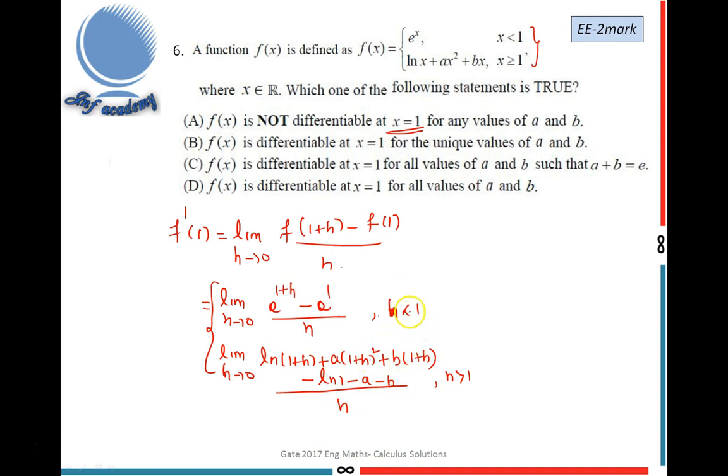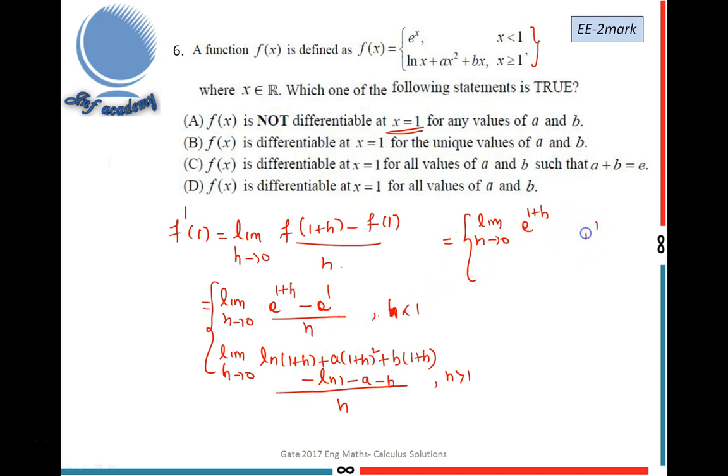In these two cases, I got 0 by 0 indeterminate form. So in that place, I apply L'Hospital rule. L'Hospital rule means the differentiation of numerator is e power 1 plus h into 1, divided by 1 only. This is constant, so this is also 0. And h differentiation is 1. So e power 1 plus h.